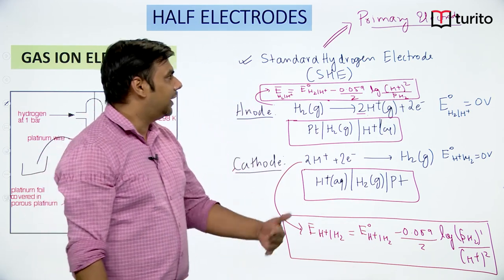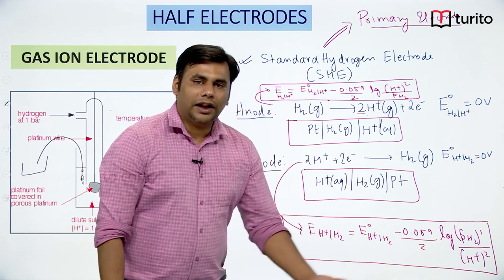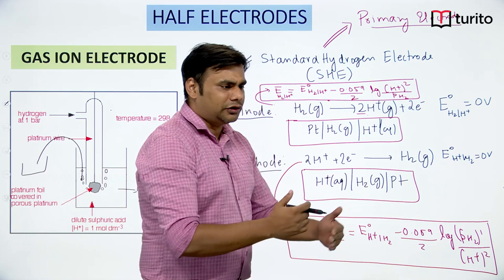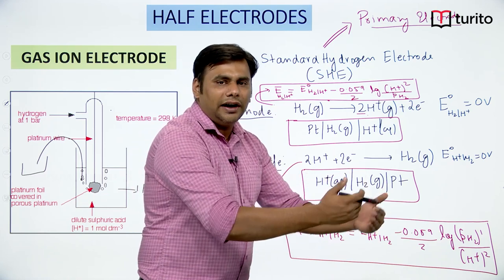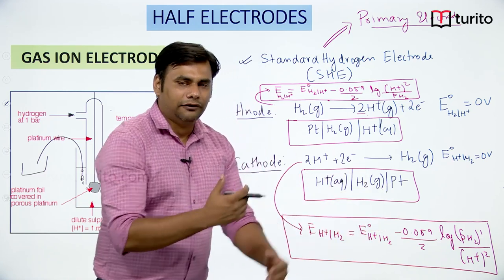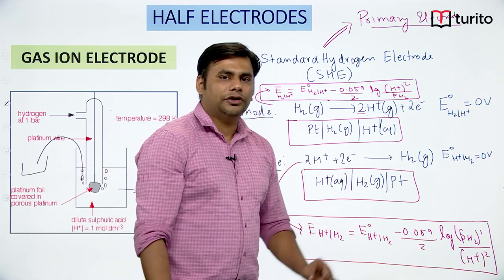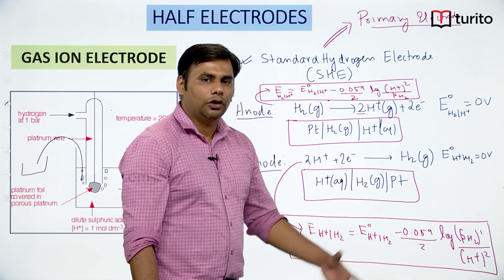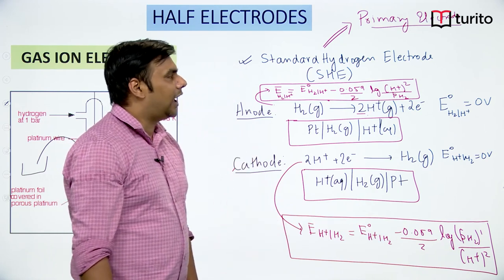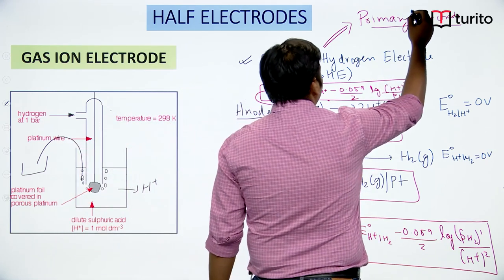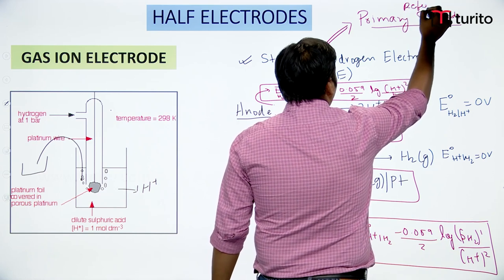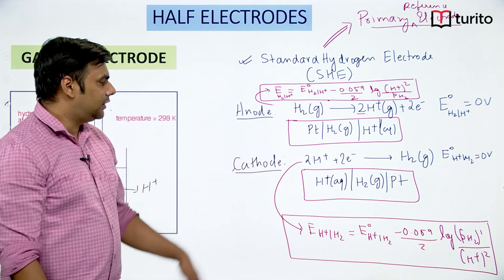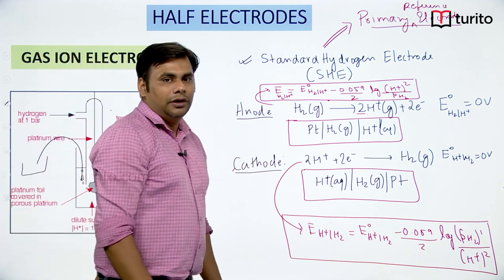This is also a standard electrode, or a reference electrode, because if you just add it to another electrode, you will get the full cell. Whatever E naught you are measuring would be that of the other cell, because the EMF of the hydrogen ion cell is always zero. So this is called the primary reference electrode. I hope this is clear to you.